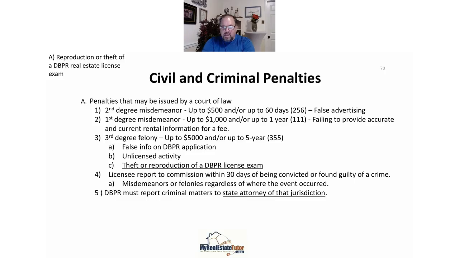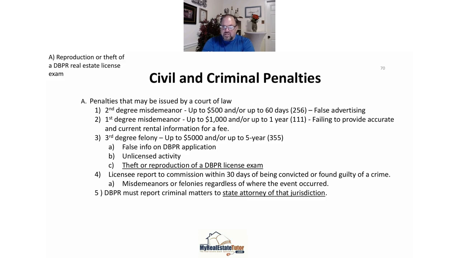Now, licensees under number 4, A4, you have to report to the commission within 30 days if you've been convicted or found guilty of a crime, misdemeanor or felony, regardless of when the event occurred. So you have 30 days as a licensee. As an applicant, any misdemeanor or felony in the past, regardless of what time and where it happened, could have happened out of state or court, has to be filled out correctly on the application. But 30 days, you have to report it.